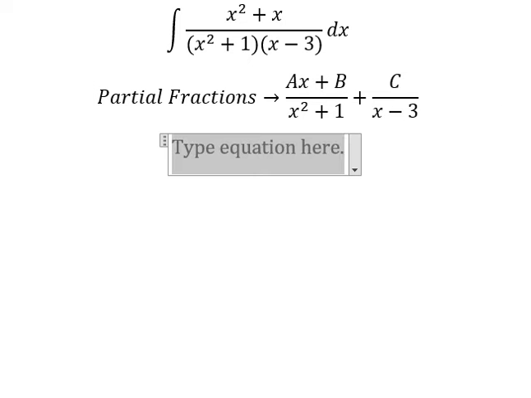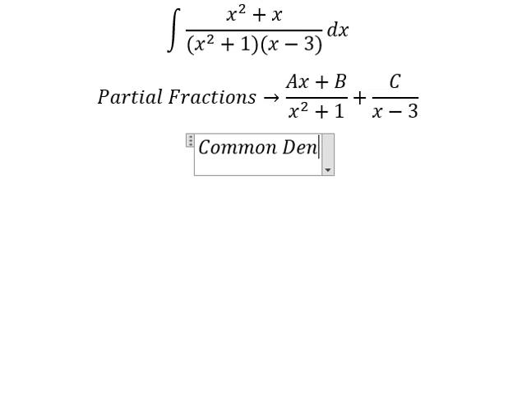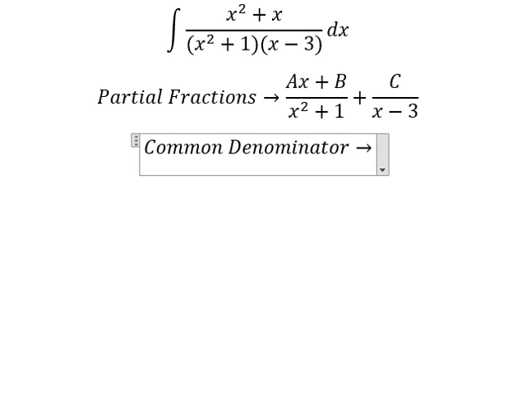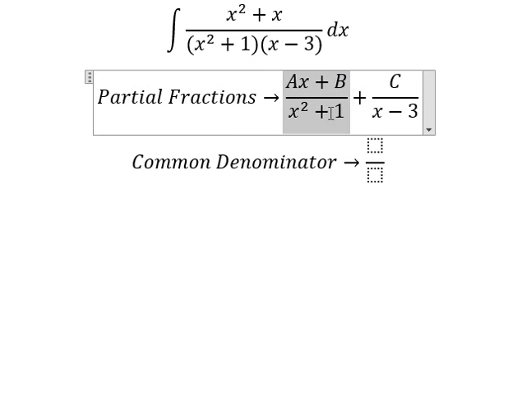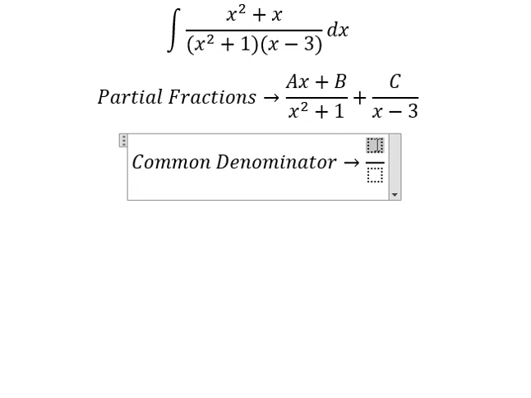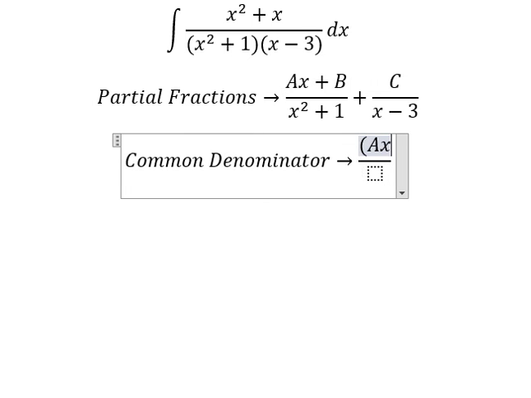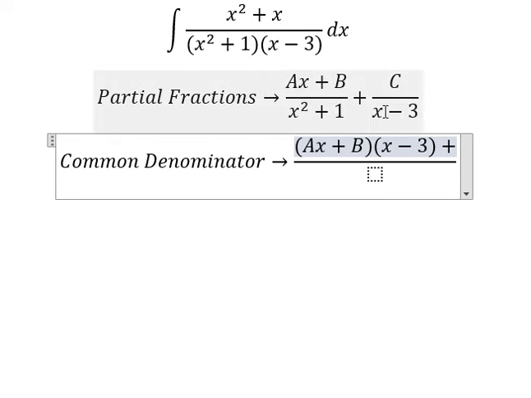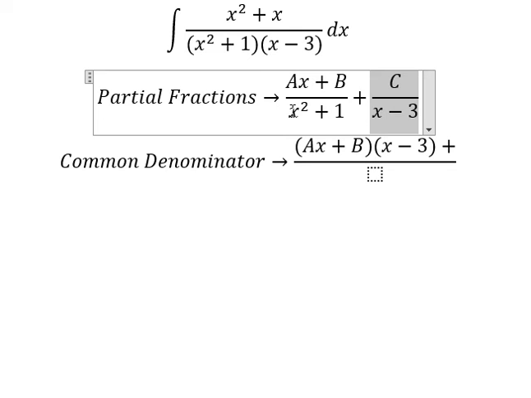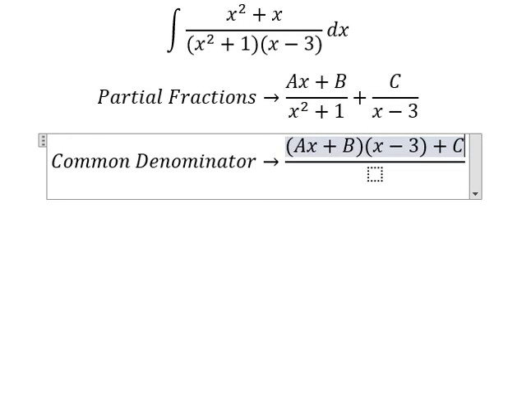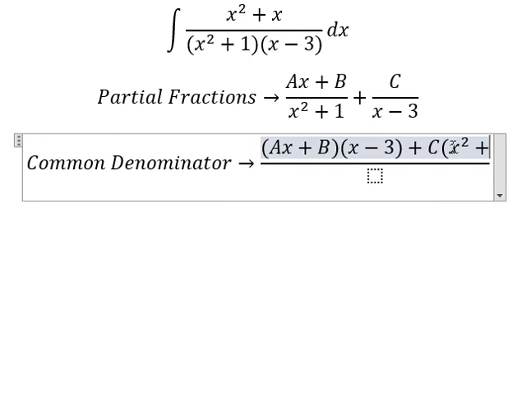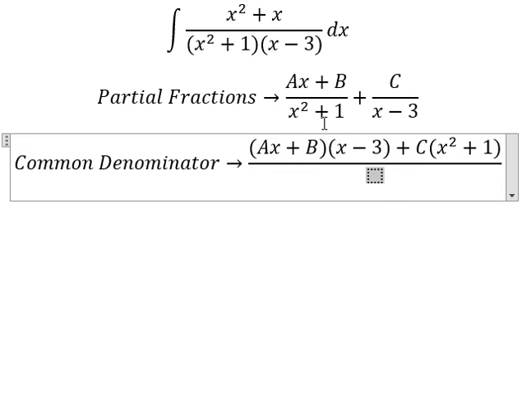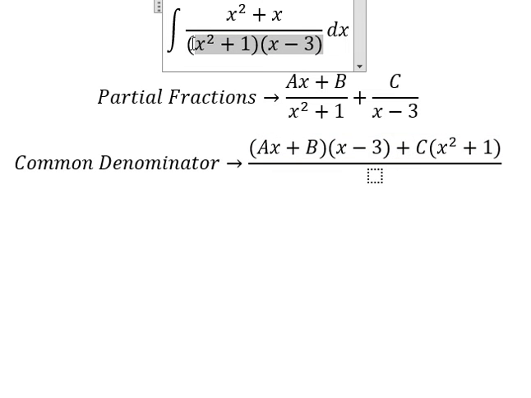Next, we do common denominator. So about this one, it is missing s minus 3. So (ax plus b) multiplied by (s minus 3). About this one, it is missing s squared plus 1. So capital C multiplied by (s squared plus 1). And this one, we have the same denominator.